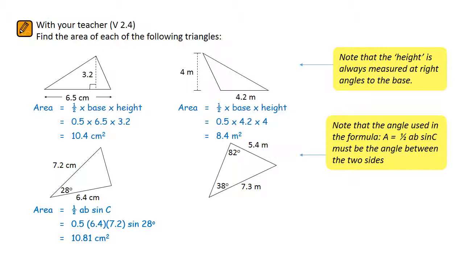The next one is not so well set up. We need to know the angle between the known sides. But we can work this out because the sum of the angles in a triangle is equal to 180 degrees. You need to do a little arithmetic to work out that the angle between these sides is 60 degrees.